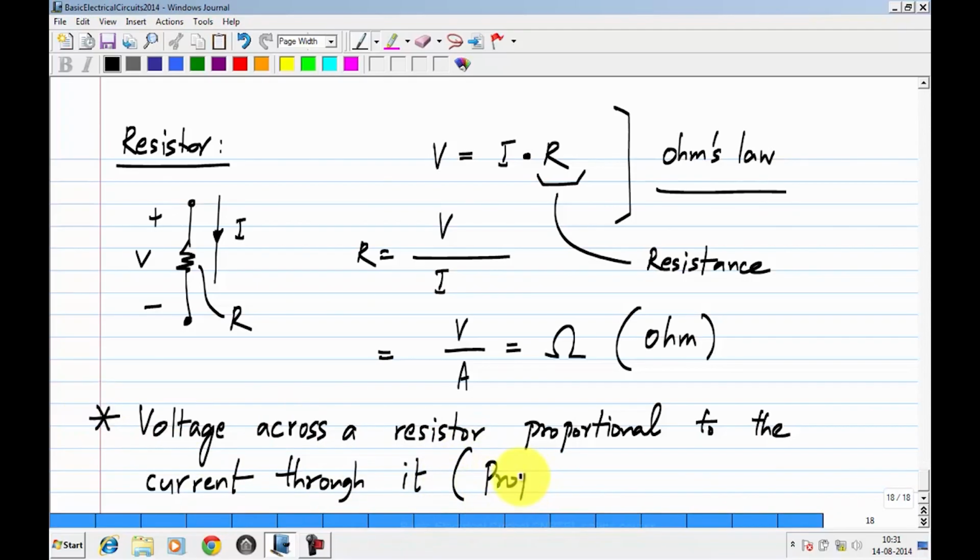And the proportionality constant is the resistance.